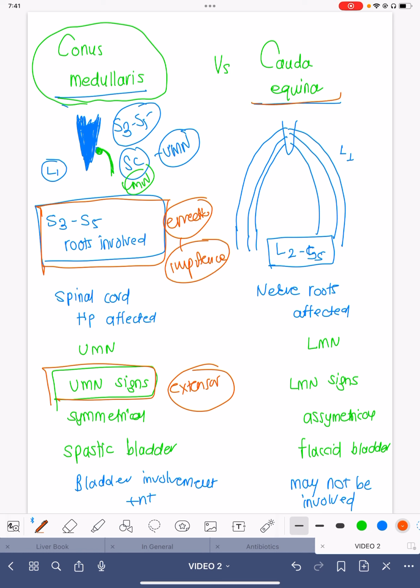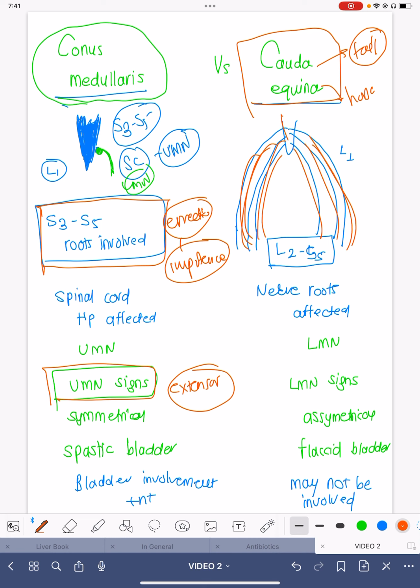Whereas in cauda equina, equina means horse and cauda means tail. So it is a horse tail like structure. These are simply the roots that all emerge from the spinal cord. We must know that the spinal cord ends at the level of vertebra L1. So below vertebra L1, all we have is L2, L3, L4, L5, then S1, S2, S3. These are all the roots which originate below L1.